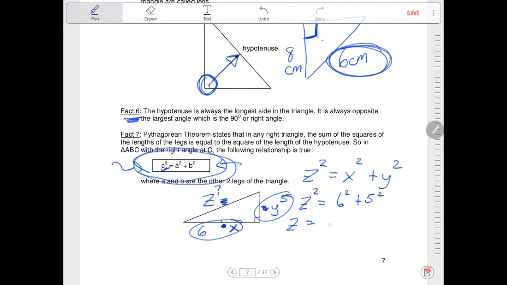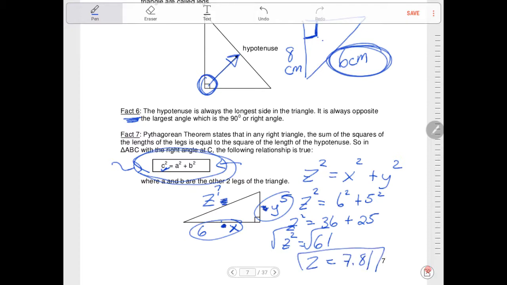Z squared equals 6 squared is 36. 5 squared is 25. Z squared. You add those two together now, and you're going to get 61. Now that missing z is not 61. You have to square root that. That gives you a z value equal to the square root of 61, of about 7.81.